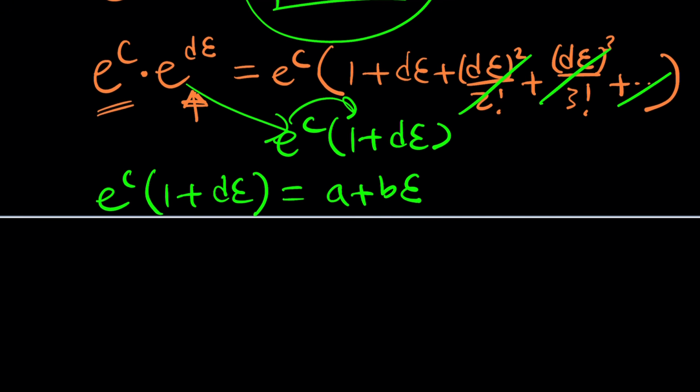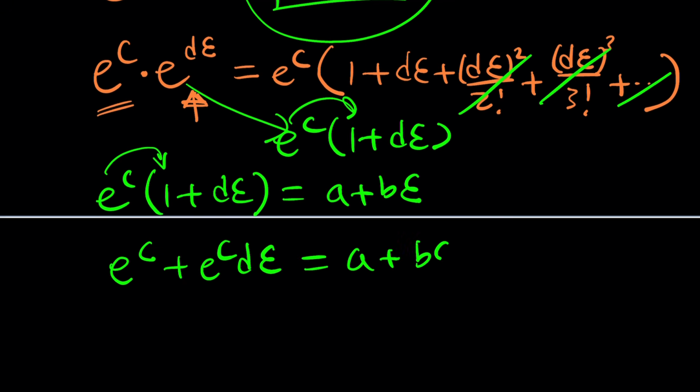Again, our goal is to solve for c and d in terms of a and b. And it's going to be awesome. Let's go ahead and distribute. We get e to the power c plus e to the power c d epsilon equals a plus b epsilon. By the way, you don't have to do it that way. You can also factor out an a here and write this as 1 plus b over a epsilon and also solve it that way. It's probably going to be a little easier, but I wanted to do it this way.